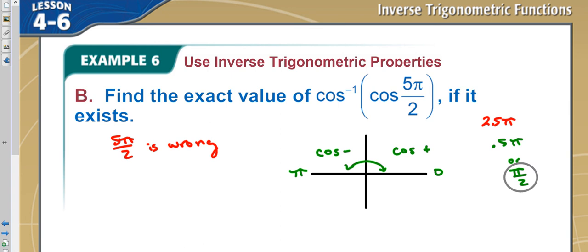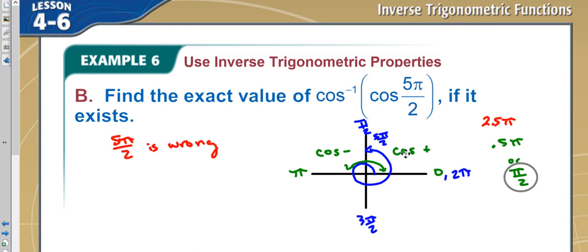It's 5pi/2. So this is pi/2 here. This is pi. This is 3 pi over 2. This is 2 pi, which is the same thing as 4 pi over 2, which means this is 5 pi over 2 when I go all the way around. So I go like this, and I end up here. That is 5 pi over 2.